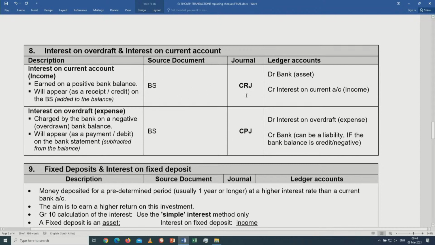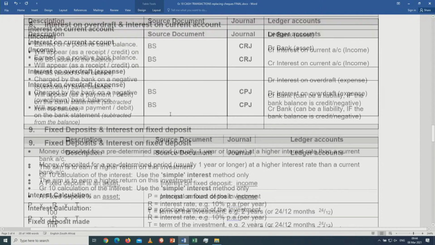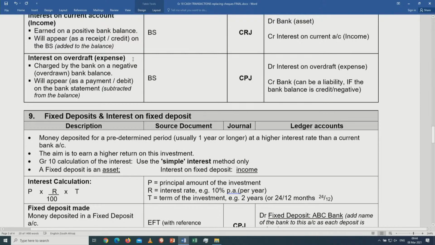Then you go to CRJ because you have received that interest. You must record it under the cash receipts journal. And then the ledger: you debit your bank, which is an asset, and you credit your interest on current account. All right?